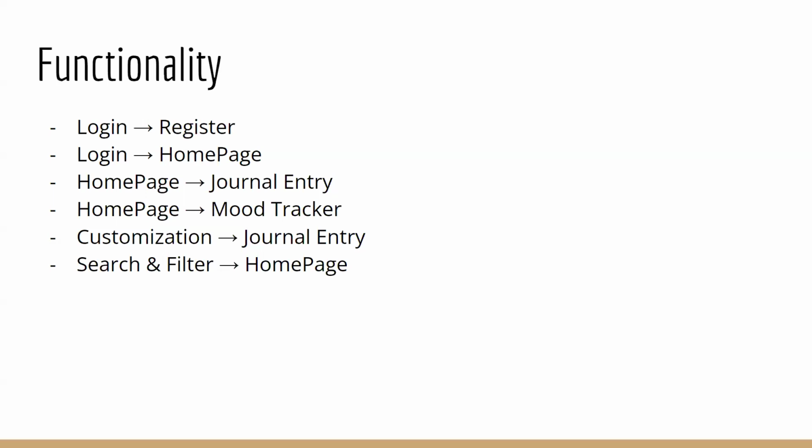From journal entry to mood tracker, after saving an entry, the user can update the mood tracker to display the newly created mood that came with the journal entry. From customization to journal entry, the user can apply changes and return to the entry being edited. From search and filter to journal entry, the user can tap on the search result to view or edit the entry.